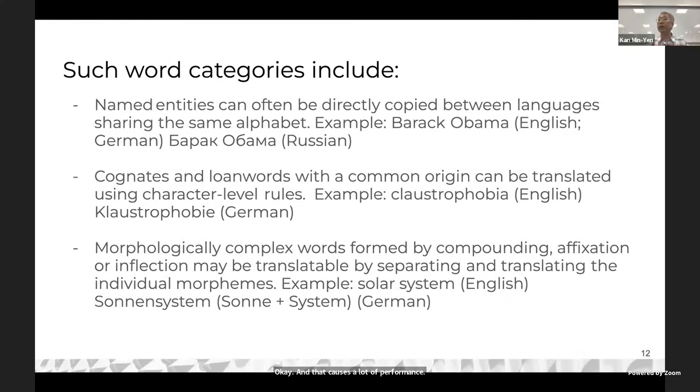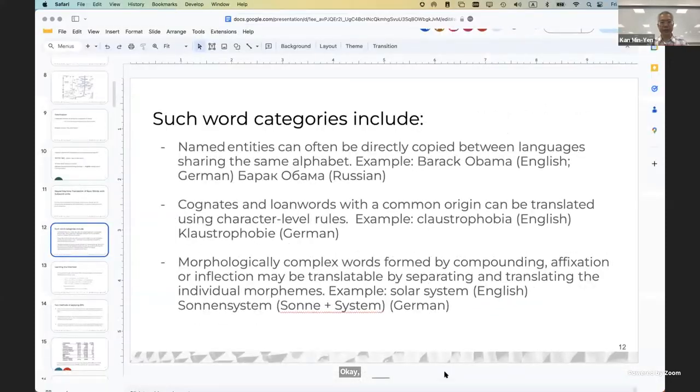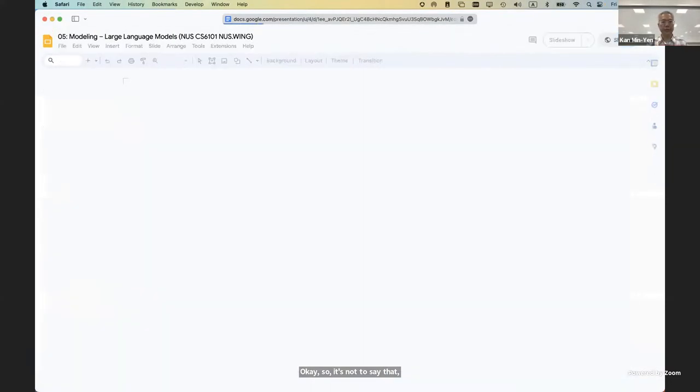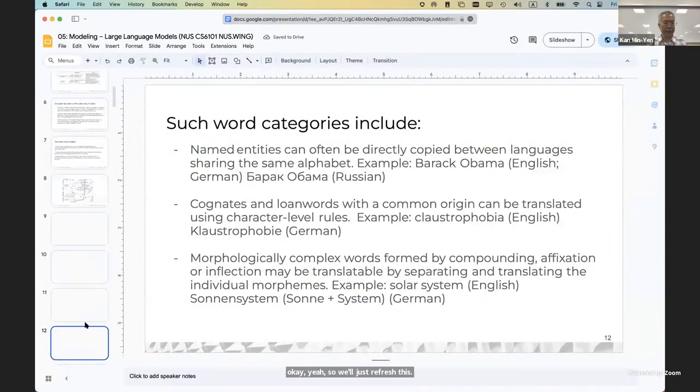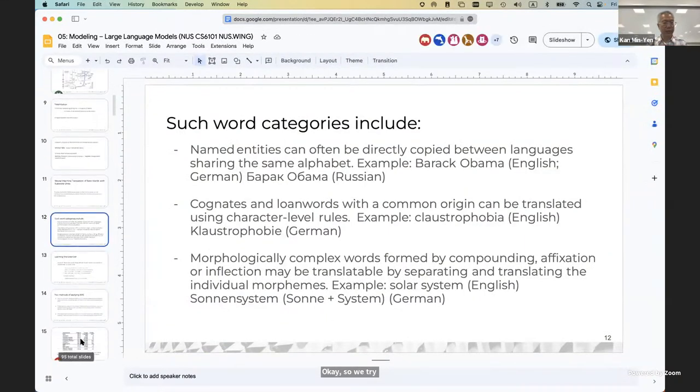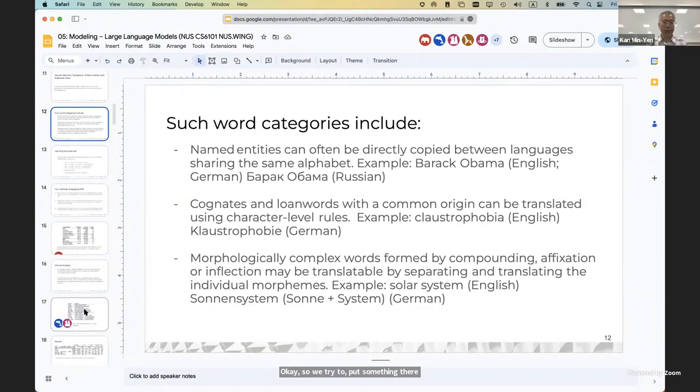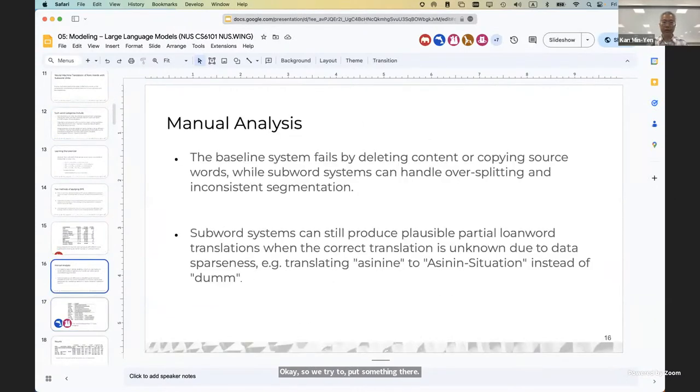This slide, maybe you want to refresh. Okay, yeah, so we'll just refresh this. Manual analysis you added. Okay, so we'll try to put something there. Okay, so he's gone on to add a couple other slides.